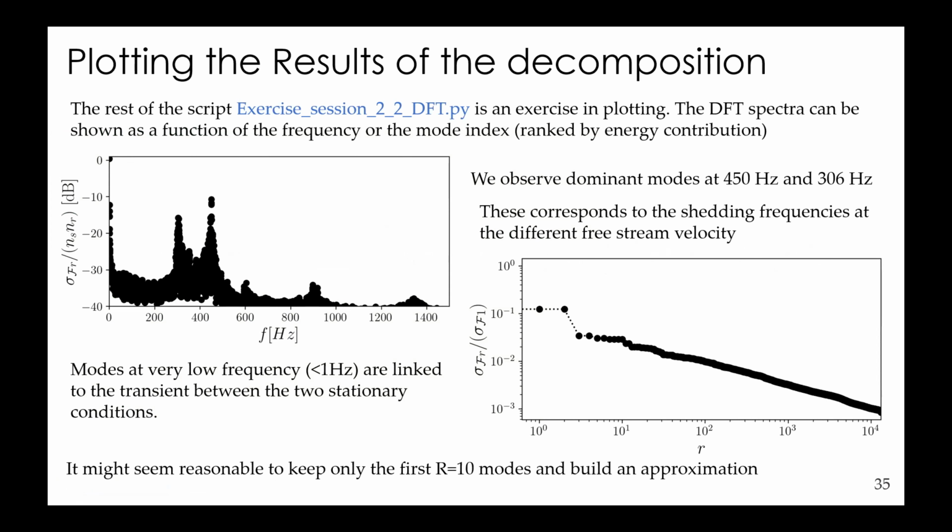You see 2 clear frequencies which are linked to the shedding into the 2 velocities. You see a very low frequency due to the fact that we have changed from a certain velocity to another velocity. If I plot it, this is versus the frequencies, and this is versus their index. So from the largest to the smallest, you will see that they decay quite gently. Fourier usually converges very badly.